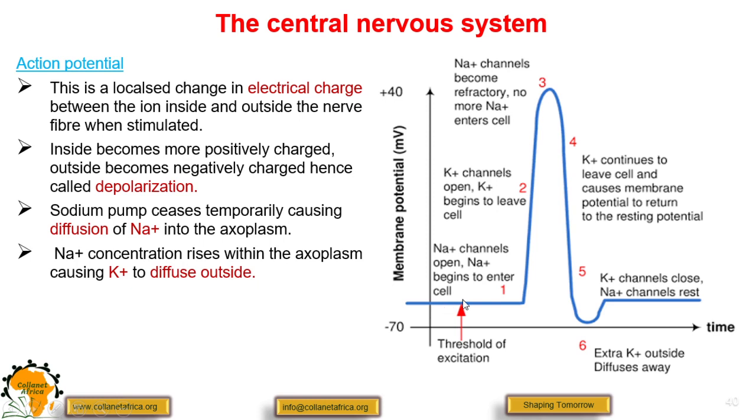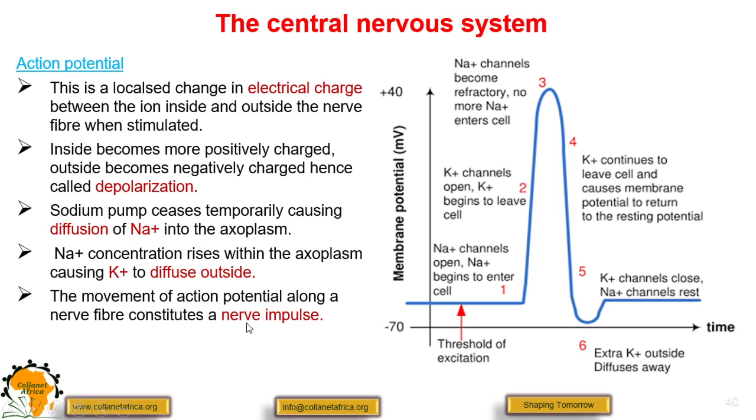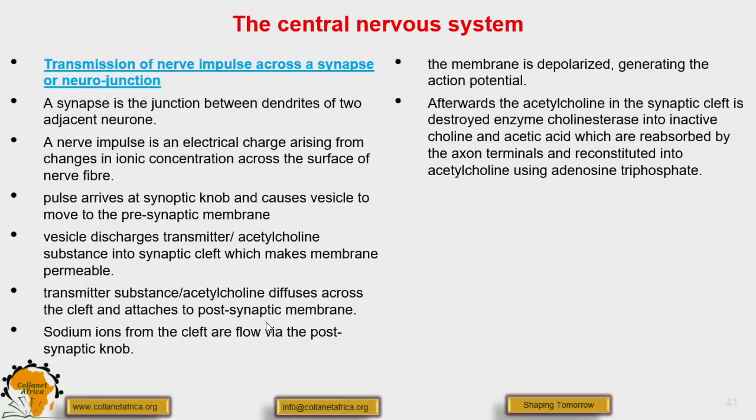Now, if sodium enters the cell, the concentration rises within the axoplasm. If there is more concentration of sodium within the axoplasm, then potassium will diffuse out, or leave the cell. So the movement of the action potential along a nerve fiber constitutes a nerve impulse.